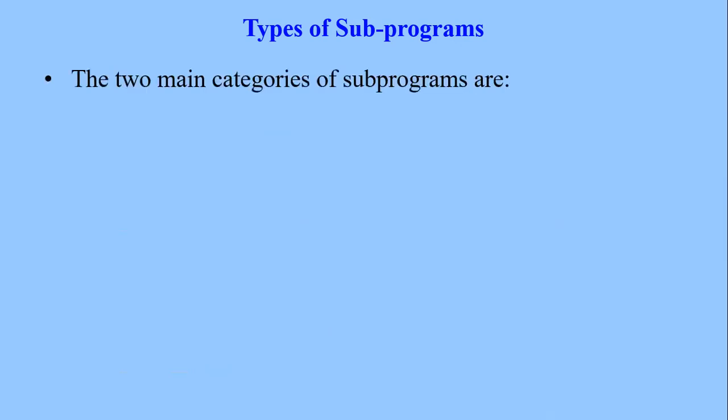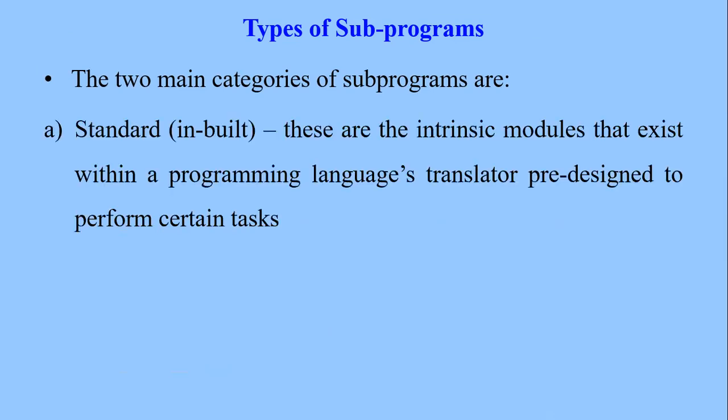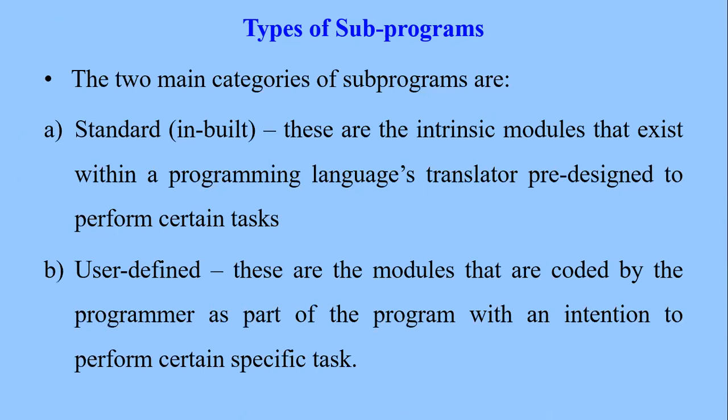Let's now look at what we call the types of subprograms. There are two main categories of subprograms. One is the standard or inbuilt subprograms, which are the intrinsic modules that exist within a programming language's translator, predefined or pre-designed to perform certain tasks. Number two are what we call the user-defined subfunctions. These are the modules that are coded by the programmer as part of the program with an intention to perform certain specific tasks.